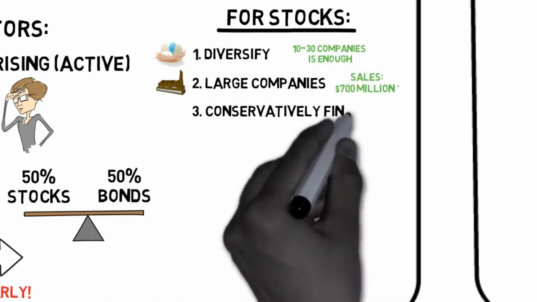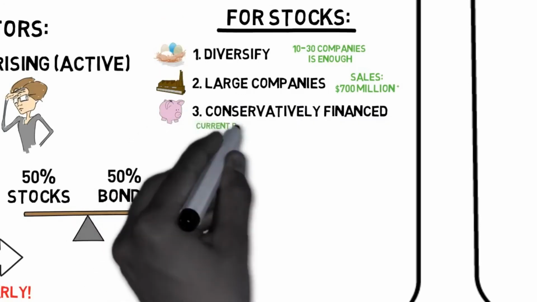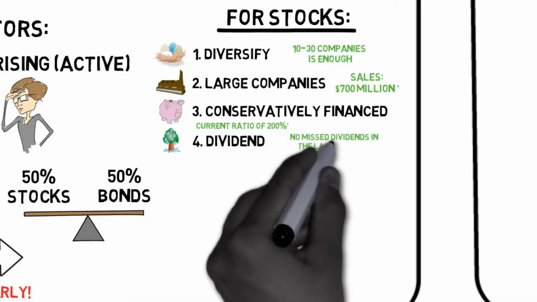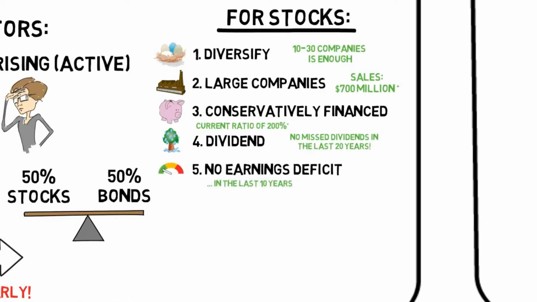3. Look for companies that are conservatively financed. Such a company has a so-called current ratio of at least 200%. This means that its current assets are at least twice as big as its current liabilities. 4. Dividends should have been paid to shareholders for at least the last 20 years. 5. No earnings deficit in the last 10 years. 6.